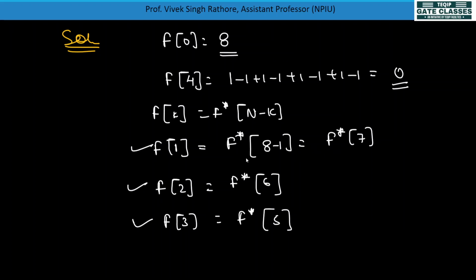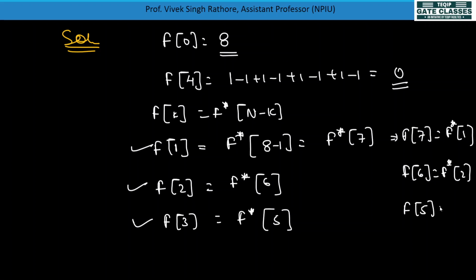Ultimately maybe you can also do it like this: f of 7 value will be nothing but f of conjugate of 1 value. Obviously f of 6 value will be equal to f of conjugate of 2 value. The conjugate can go to the left hand side also, no problem. F of 5 will be f of conjugate of f of 3 value.